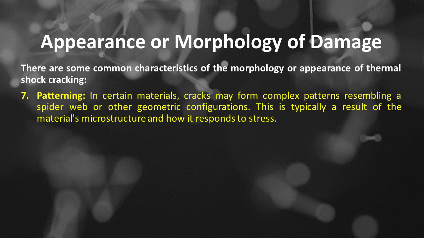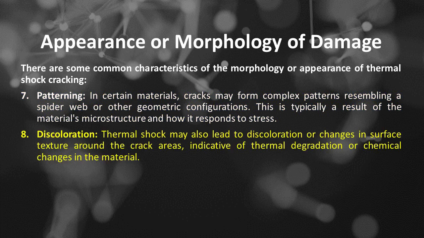Number 7 is patterning. In certain materials, cracks may form complex patterns resembling a spider web or other geometric configurations. This is typically a result of the material's microstructure and how it responds to stress. Number 8 is discoloration. Thermal shock may also lead to discoloration or changes in surface texture around the crack areas, indicative of thermal degradation or chemical changes in the material.